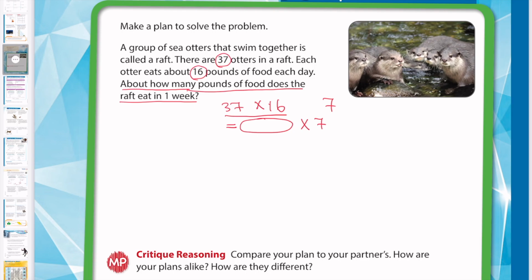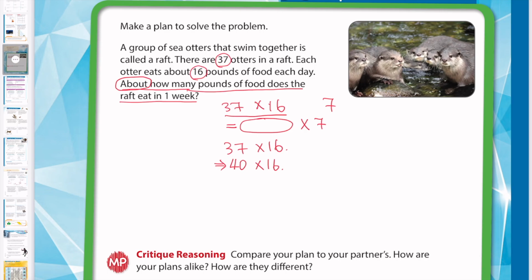All right, let's go ahead. So 37 times 16. But do you remember when you see "about"? Yes, correct. About means you don't need the exact amount, but you can round the number or you can use friendly numbers, okay? So I'm going to convert this 37 into 40. 40 times 16.